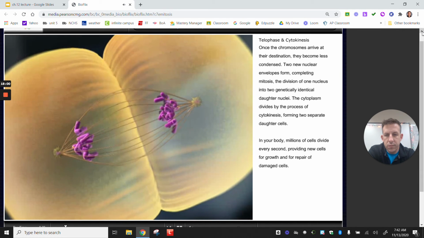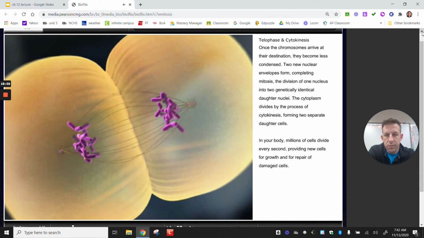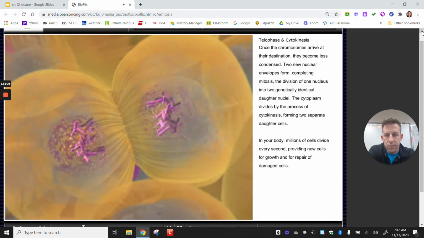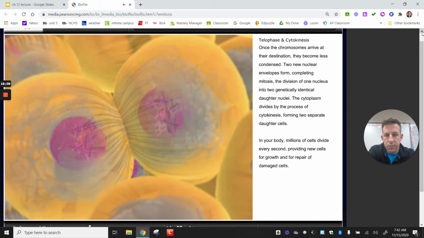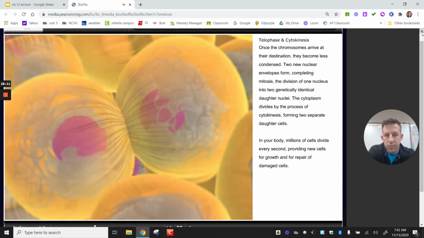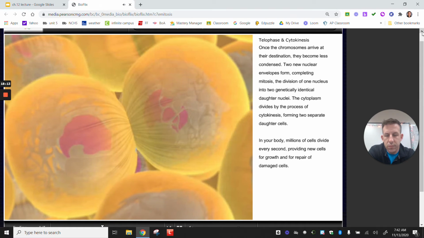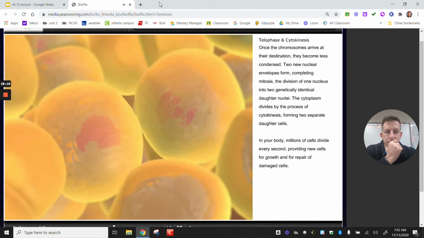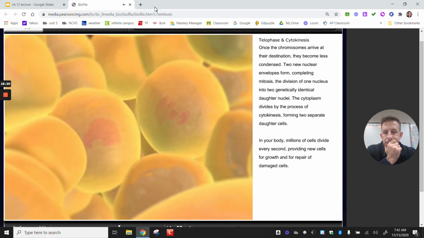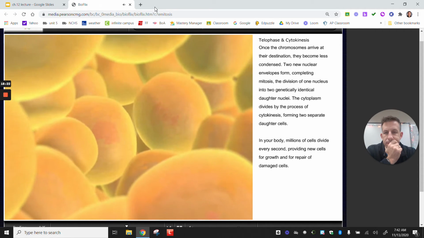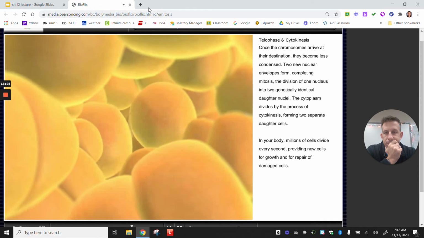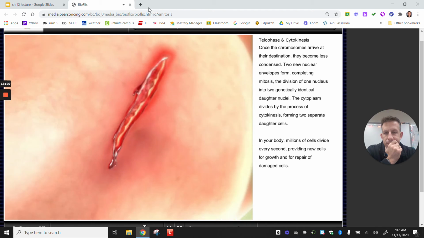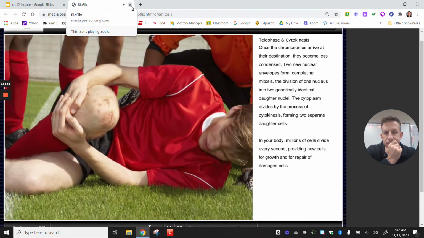Once the chromosomes arrive at their destination, they become less condensed. Two new nuclear envelopes form, completing mitosis, the division of one nucleus into two genetically identical daughter nuclei. The cytoplasm divides by the process of cytokinesis, forming two separate daughter cells. In your body, millions of cells divide every second, providing new cells for growth and for repair of damaged cells.